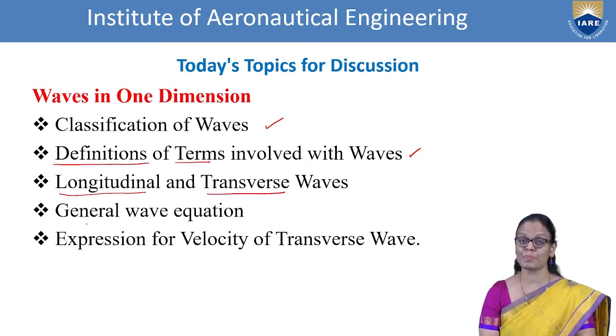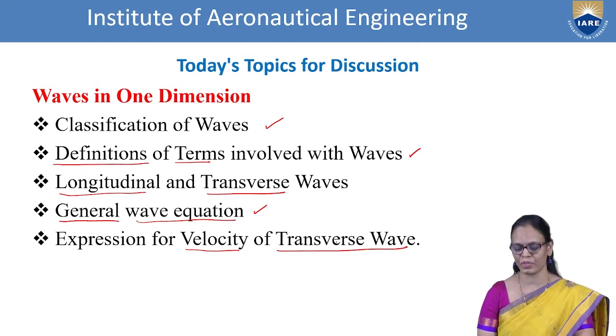Then we'll derive an expression, a general wave equation. It will be applicable for both longitudinal as well as transverse. And then we'll be deriving individually for longitudinal as well as transverse wave. First, we'll be deriving the general wave equation. Then we are going to derive an expression for the velocity of a transverse wave. What will be the velocity of a wave when it is a transverse wave? We are going to derive.